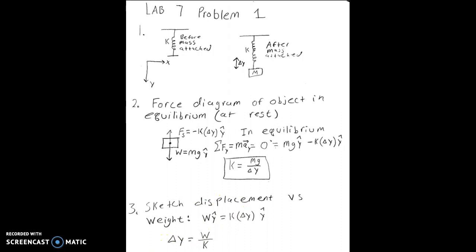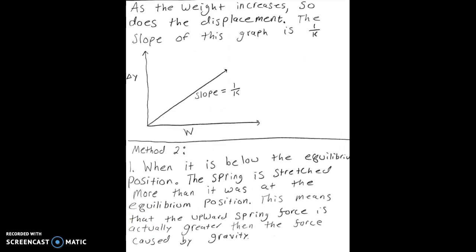And then part 3, question 3, so I just solved for y now, and then we're going to be asked to plot the displacement versus the weight, and 1 over k is going to be the slope. So as the weight increases, so does the displacement, which means that the slope of the graph is 1 over k, as that was the proportionality constant between y equals w over k. So then there's another part where you can find the spring constant by using differential equations and such to find the frequency, and then notice that the spring constant is going to be in there. So I'll go over and explain all that.